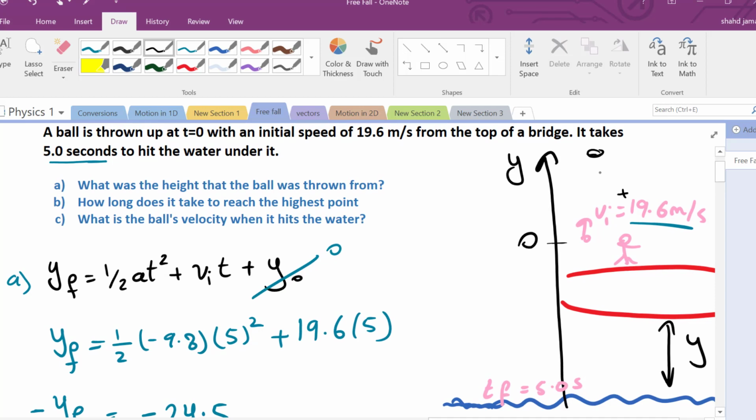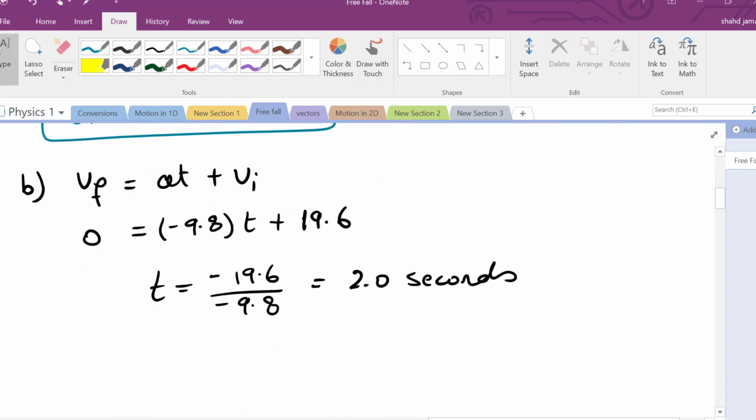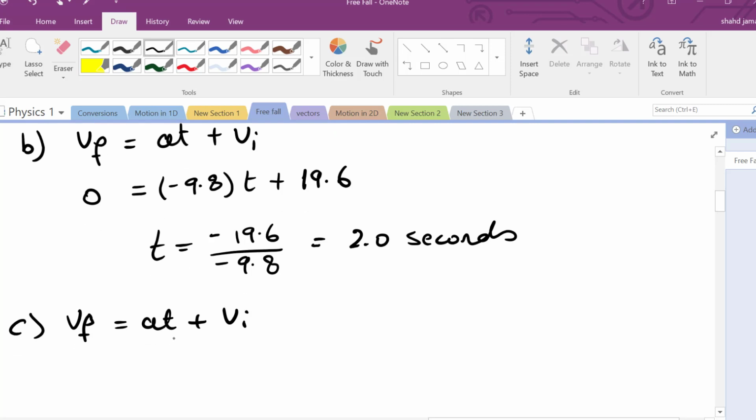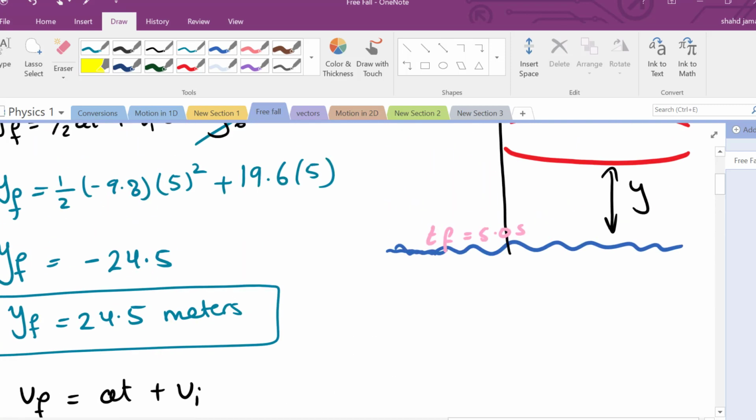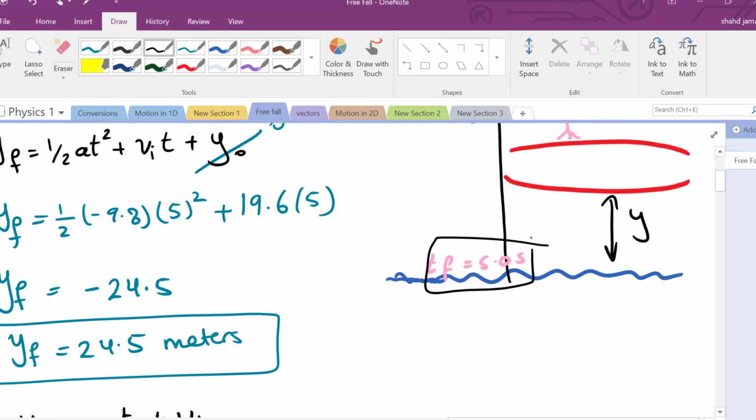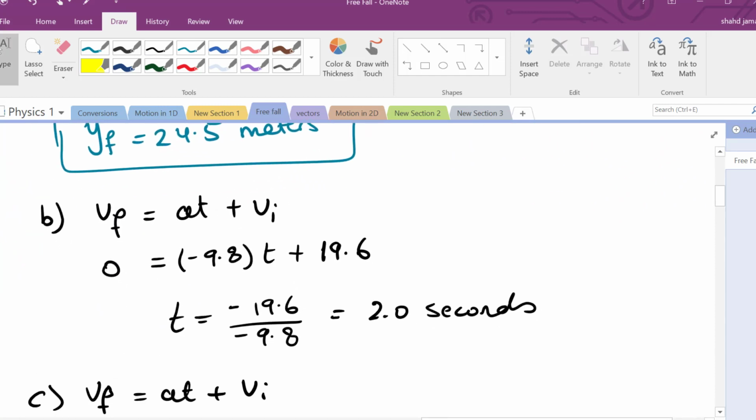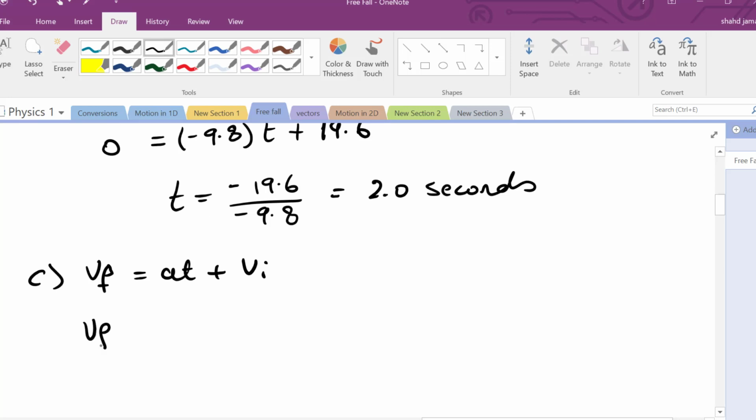Part C asks you what is the ball's velocity when it reaches the water, or when it hits the water. Over here, we're going to use the same exact equation as in the previous part, except the only difference is going to be the time. We will use the final time that is given in the question, how long it took to reach the water. So v final is still the same acceleration. This is why free fall is very convenient. The time was 5 seconds and the initial velocity was 19.6, which are all given values.